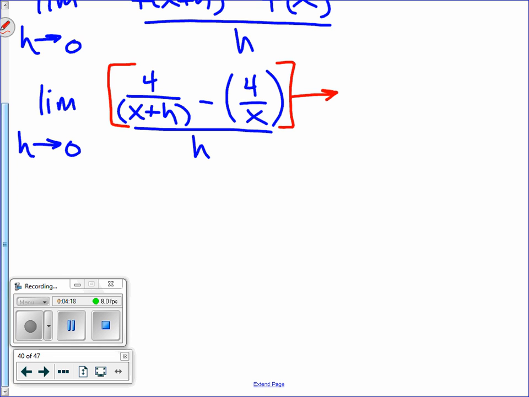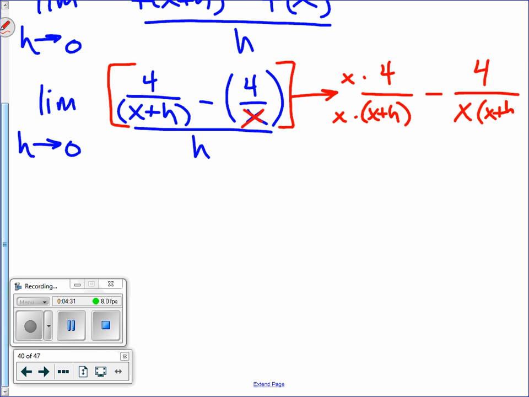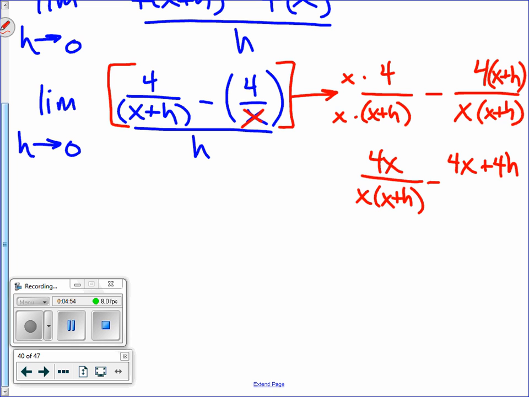Common denominator. So I have to multiply this x right here times the 4 and the x plus h. And then I'd also have to multiply this by x plus h on the top and bottom. Right? So I'm finding a common denominator by multiplying the denominators of the different fractions. So we end up with 4x over x times x plus h minus 4x plus 4h.